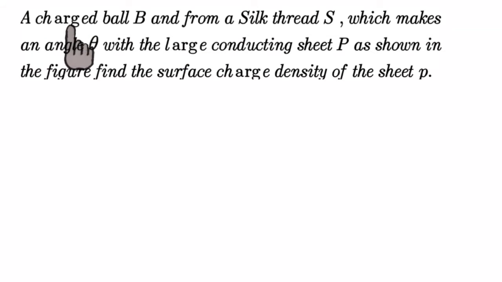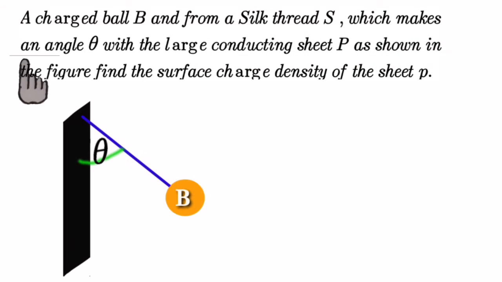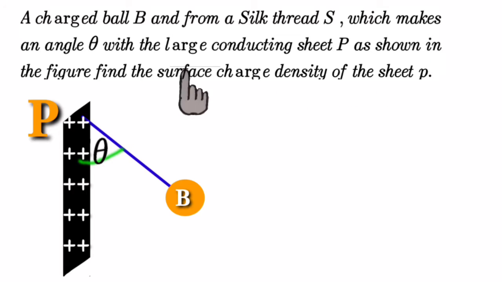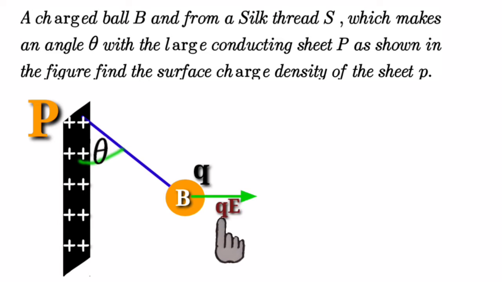Now the question is, a charged ball B hangs from a silk thread S, which makes an angle theta with a large charged conducting sheet P as shown in the figure. Find the surface charge density of the sheet. Let at point B the charge be Q. Therefore, the resultant force on this charge Q is QE, where E is the electric field produced by the charged sheet, and the direction of this force is given in the figure.